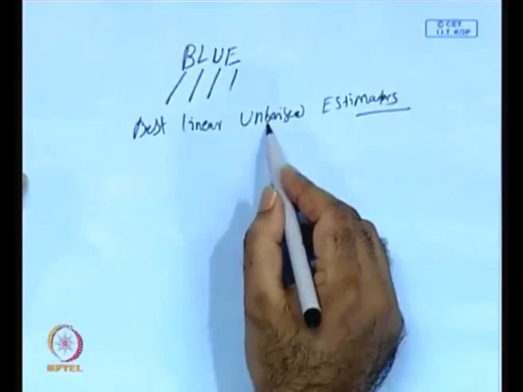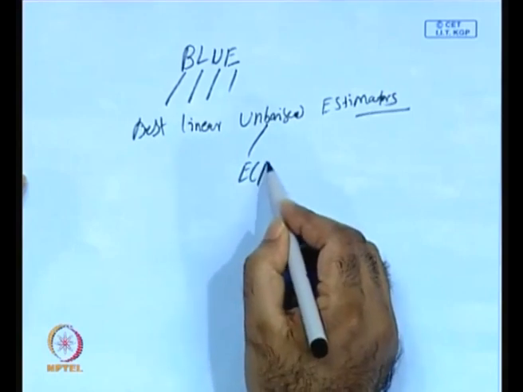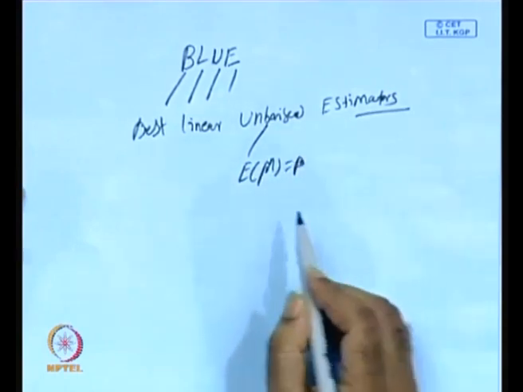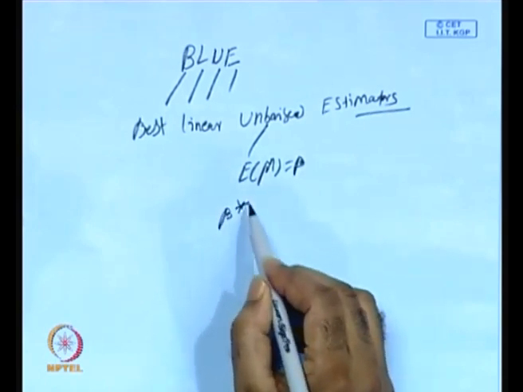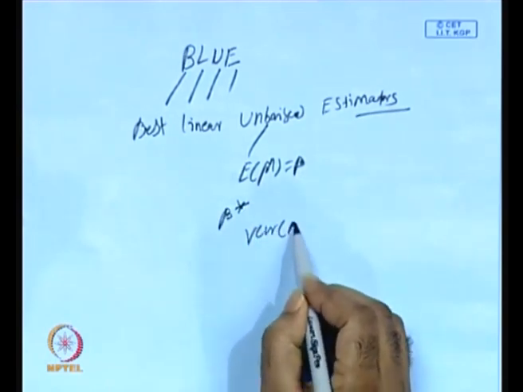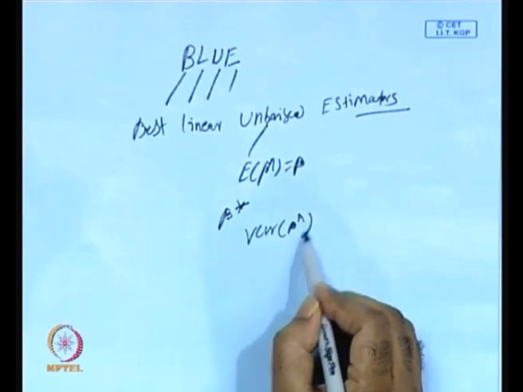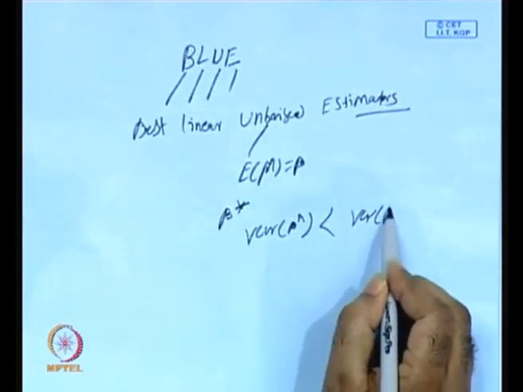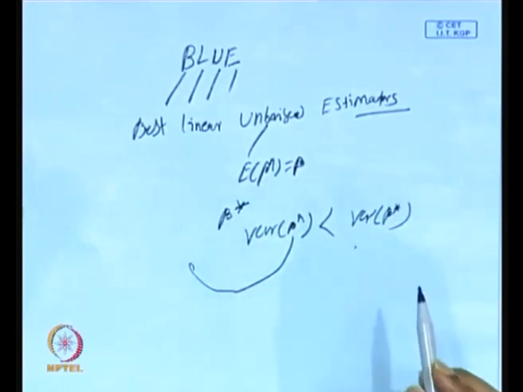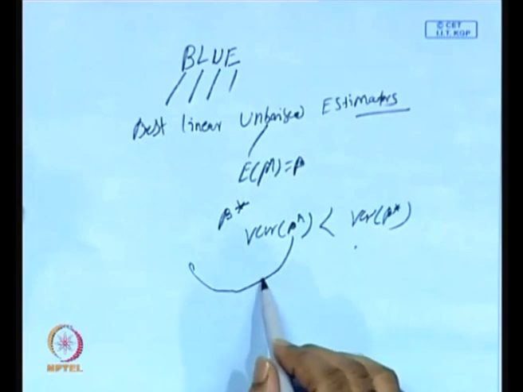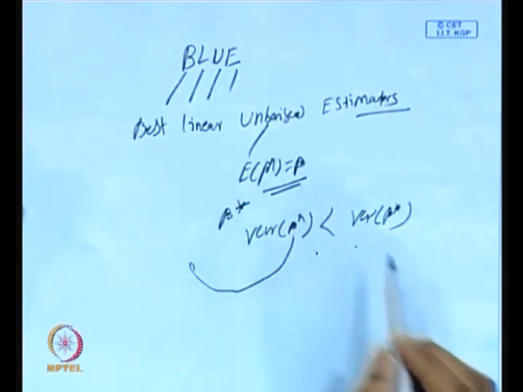What is unbiasedness? It means the bias should be equal to 0, that is the difference between expected value and true value, okay. Unbiased means beta hat should be equal to beta. Now if we take another parameter, say beta star hat, and if variance of beta hat is less than variance of beta star hat, then beta hat is considered the best parameter compared to beta star hat, okay. This is called the minimum variance property, and the earlier one is the unbiased property.